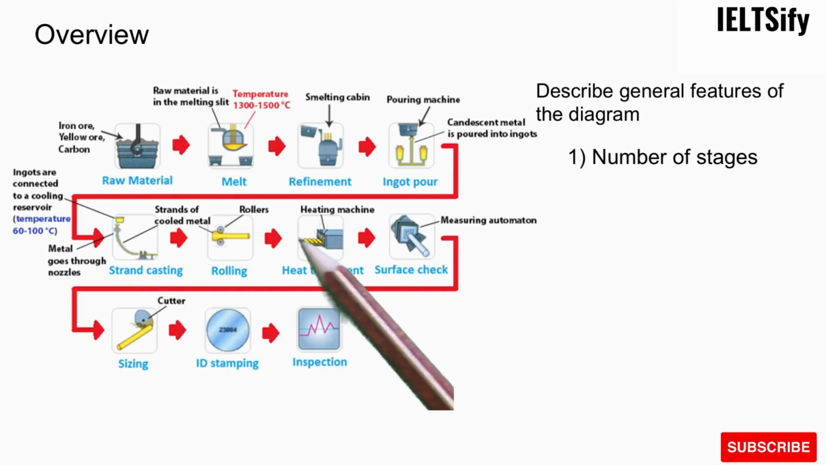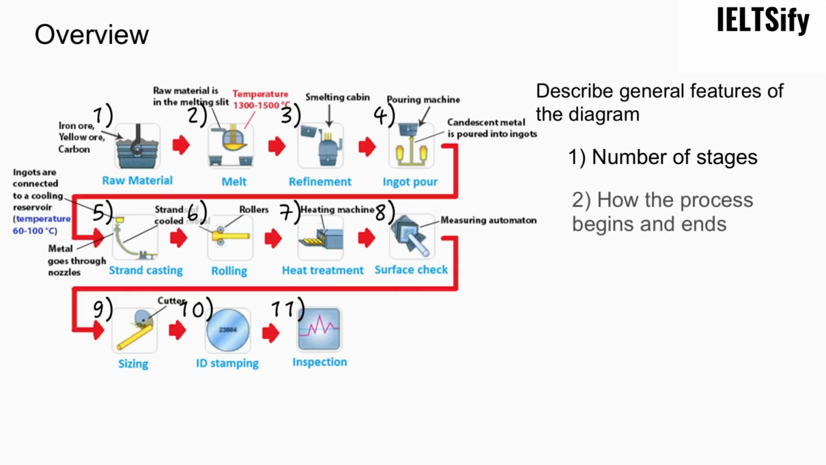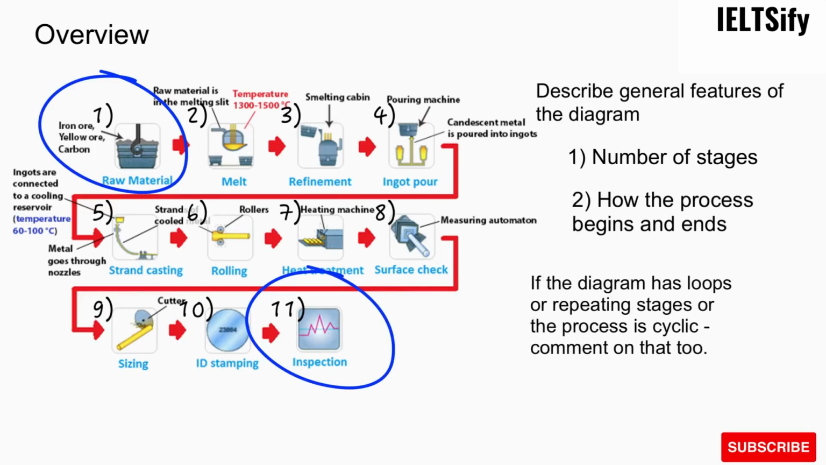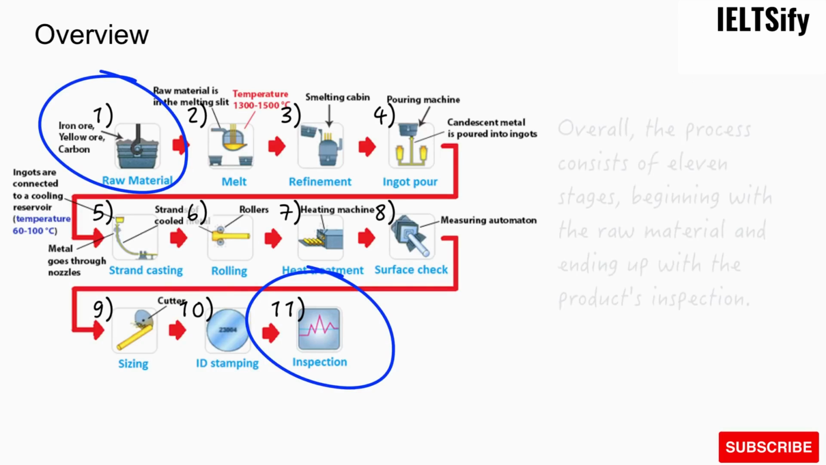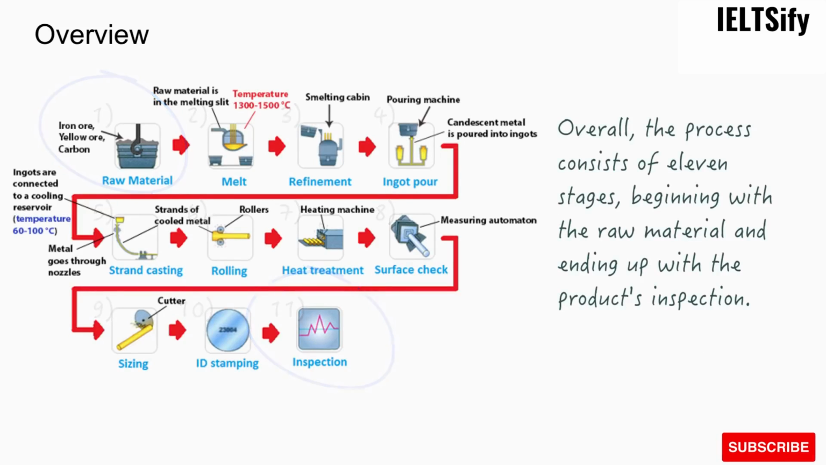That's why, while giving the overview of your diagram, you should write, first of all, the number of stages. As you can see, in this process we have 11 stages, and how the process begins and ends. If the diagram has loops or repeated stages, or the process is cyclic, you may also want to comment on that. In our case, the general overview looks like this. Overall, the process consists of 11 stages, beginning with the raw material and ending up with the product's inspection.